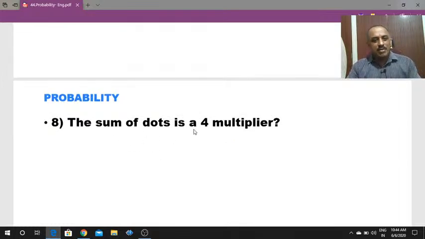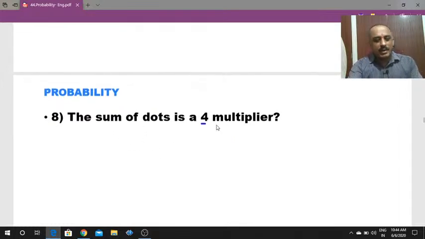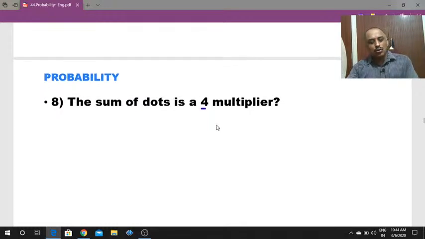Next one, the sum of dots is a multiple of 4. If a person throws 2 dice, the sum of dots is a multiple of 4. Here the sum of dots is from 2 to 12. Tell me the multiples of 4. 4, 8, 12 only.